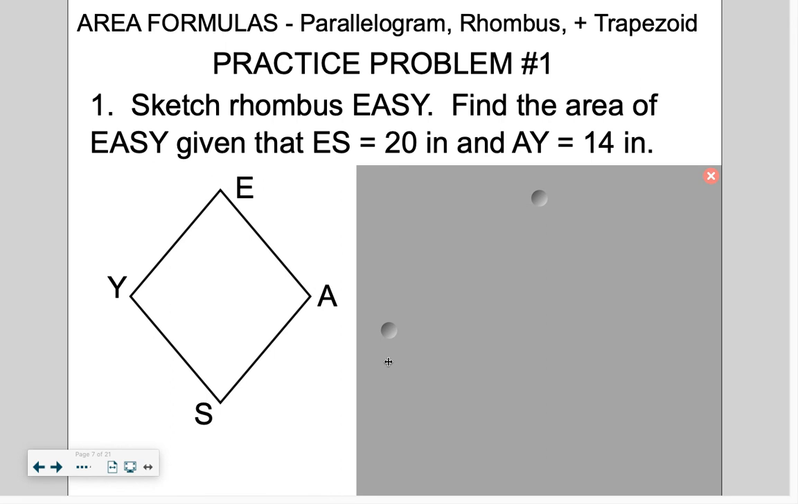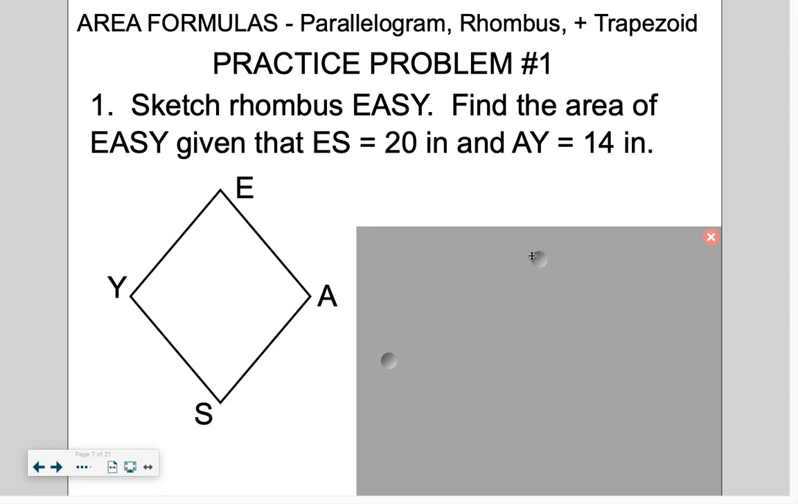So as far as a sketch, there's the rhombus that I chose to draw. Again, you can do any order you want as long as E connects to A connects to S connects to Y, and Y back to E. It doesn't really matter where you start, but you do have to make sure that is happening. E must connect to A must connect to S must connect to Y, and Y must connect back to E.